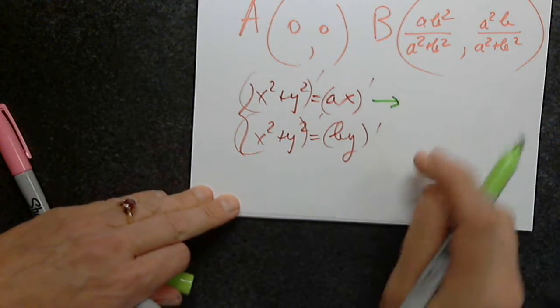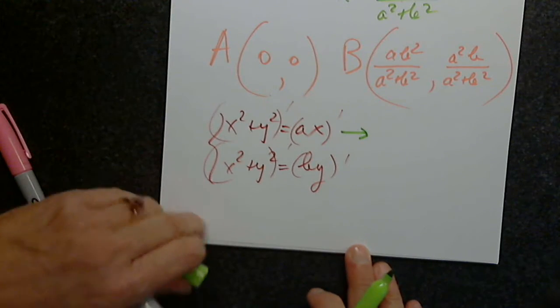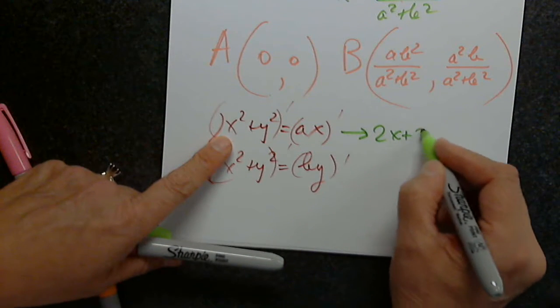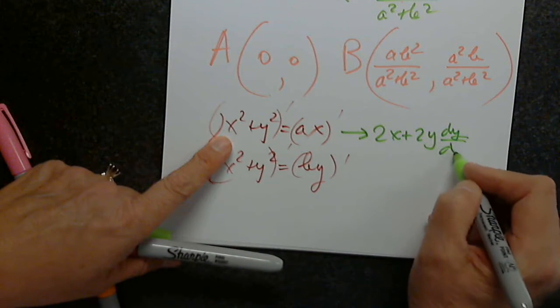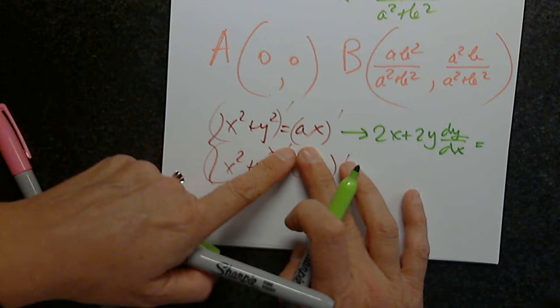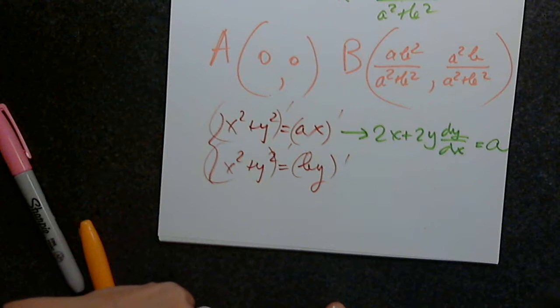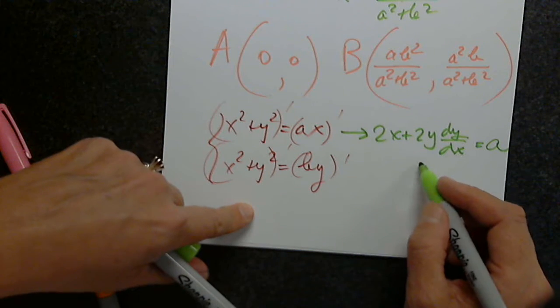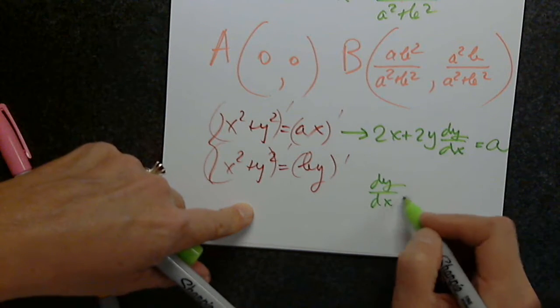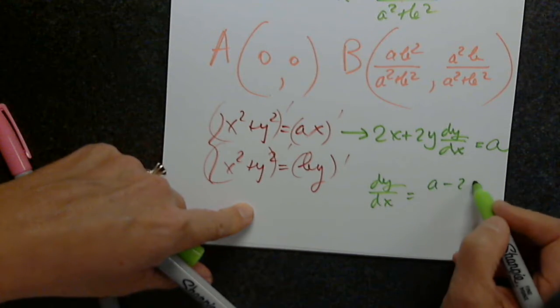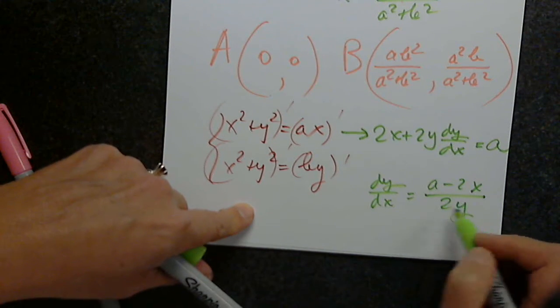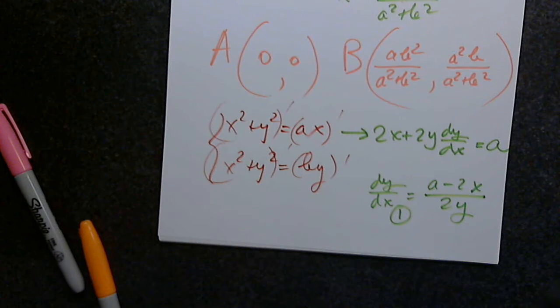So from here, what do we get? 2x plus 2y dy over dx, and the answer is on the other side. Very good, awesome. So then from here, dy over dx is a minus 2x over 2y. And this is coming from the first curve. Put a little star or a bar or a number or something so you know it's coming from the first.